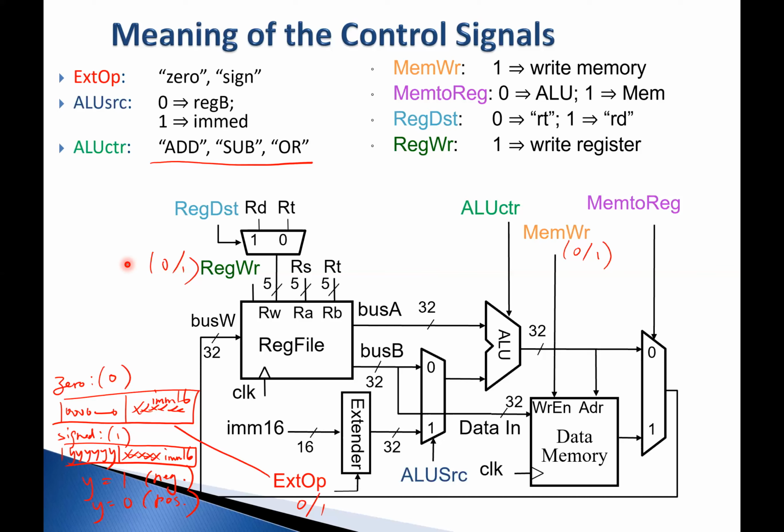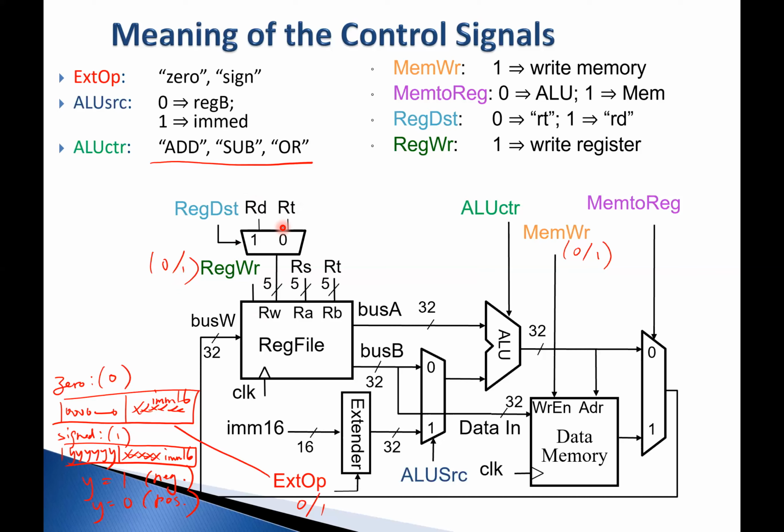What about jump? Same thing, right? Once you decode, you know this is a jump, you jump to the target. You don't need to write to the register. So you will set the register write to 0. And anything else, if you need to write into register, you set it to 1 and then determine which channel. Am I writing to RD or RT? Depends on your instruction format.